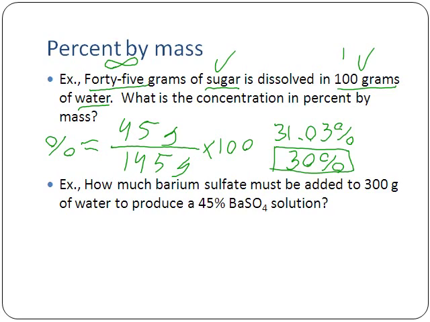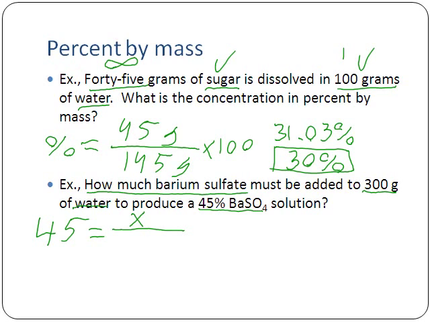Let's try another one. How much barium sulfate must be added to 300 grams of water to produce a 45% barium sulfate solution? So we're going to use the same approach. It says that it's a 45% barium sulfate solution, and so we know the percent by mass in this case, 45. This is equal to the number of grams of solute. Do we know that? Well, it says how much barium sulfate. Barium sulfate is the solute, so we don't know what that is, so we're going to call that just X up here, divided by the mass of the solution. Well, we have 300 grams, but that's 300 grams of water. That's the solvent, not the solution.